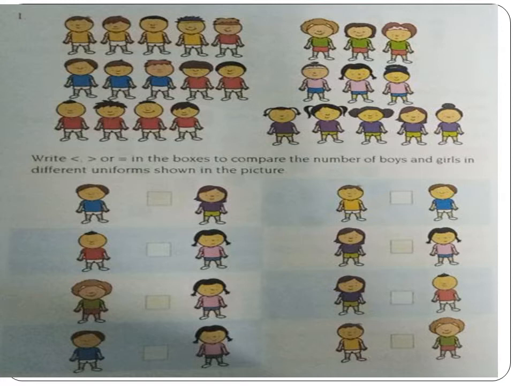So first we'll compare children with blue colored uniform with purple colored uniform. In blue colored uniform only 3 are there. In purple colored uniform 5 are there. As you know, the crocodile mouth always opens towards a greater number. So this side you have to draw the sign. Next, red and pink. Red 7 and pink it is 3.